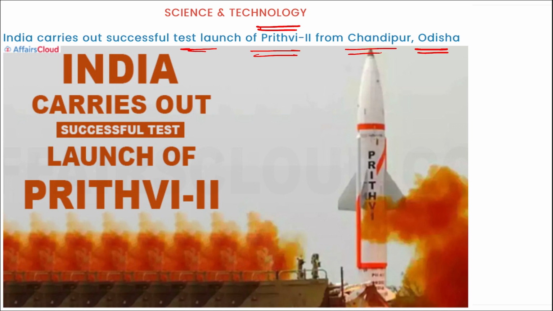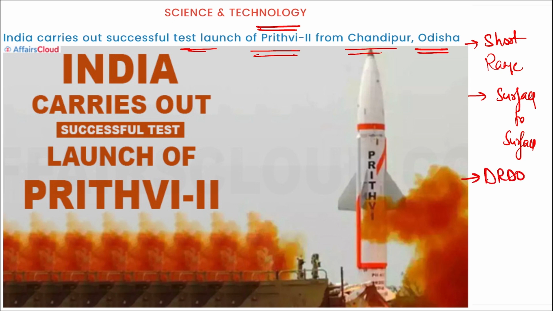The missile struck its target with high accuracy. This test was done to test the missile's nighttime capability. Then if we talk about this Prithvi, this is a short range surface to surface ballistic missile. This is the first missile to have been developed by DRDO. Who developed it? Developed by DRDO, and it was developed under the Integrated Guided Missile Development Project.